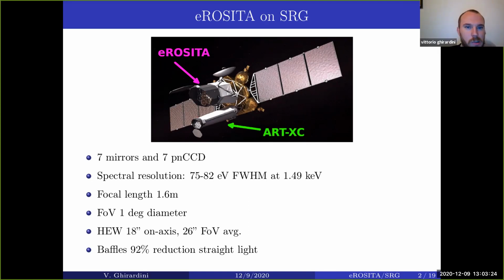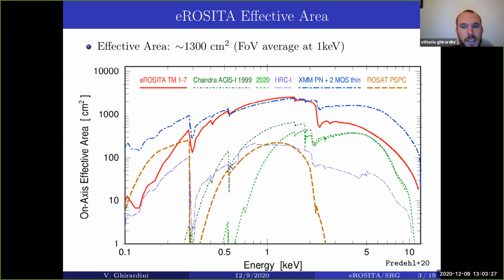So, going on with the properties of eROSITA, it has quite a large effective area of about 1,300 centimeters squared at 1 keV. You can see here the effective area as a function of energy compared with different instruments. In particular, in the soft energy band between 0.5 and 2 keV, it's basically at the same effective area as XMM, while it loses a little bit at high energy, basically because the focal length is a bit short.